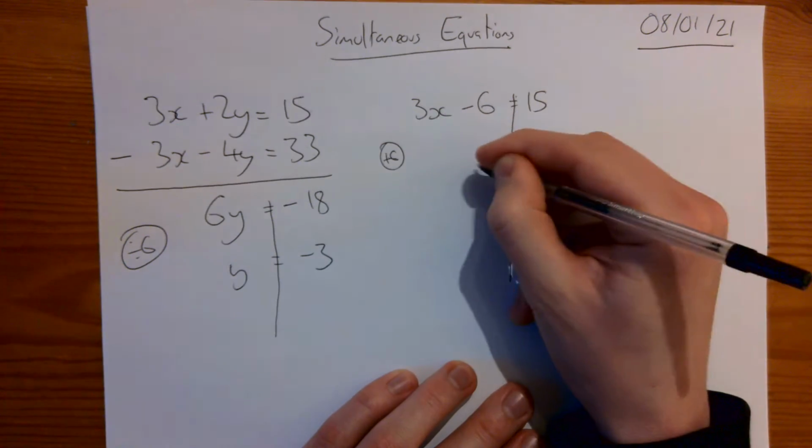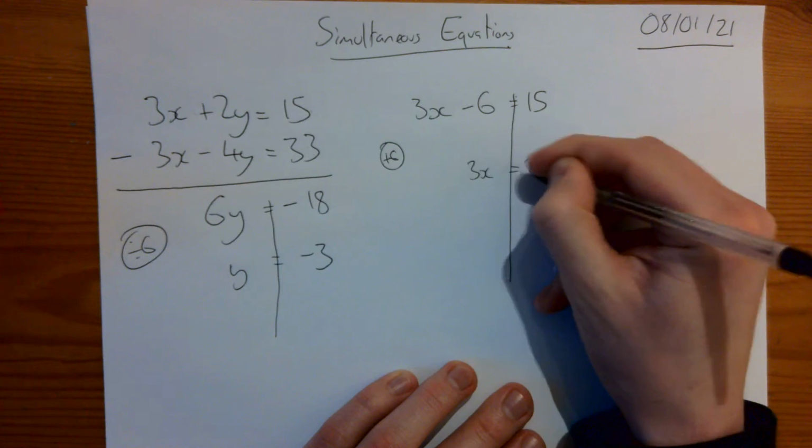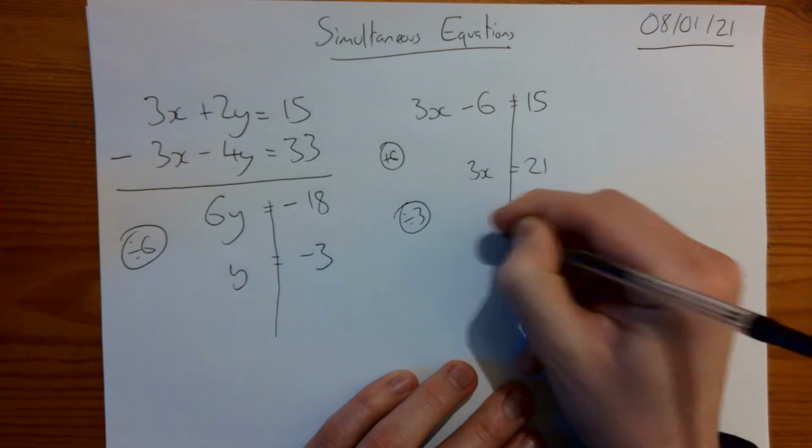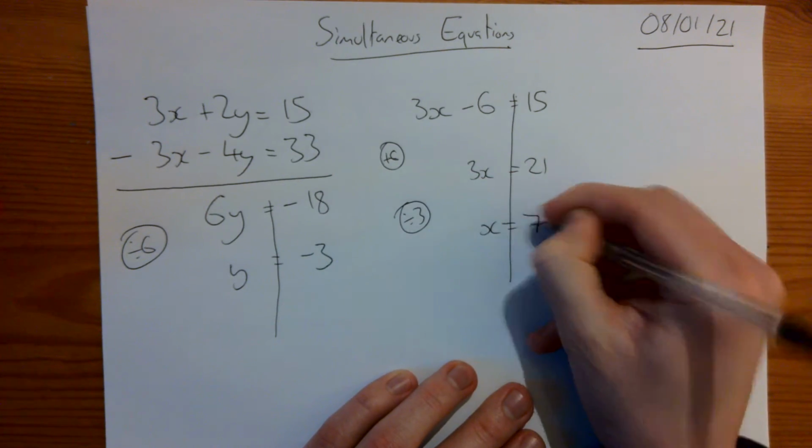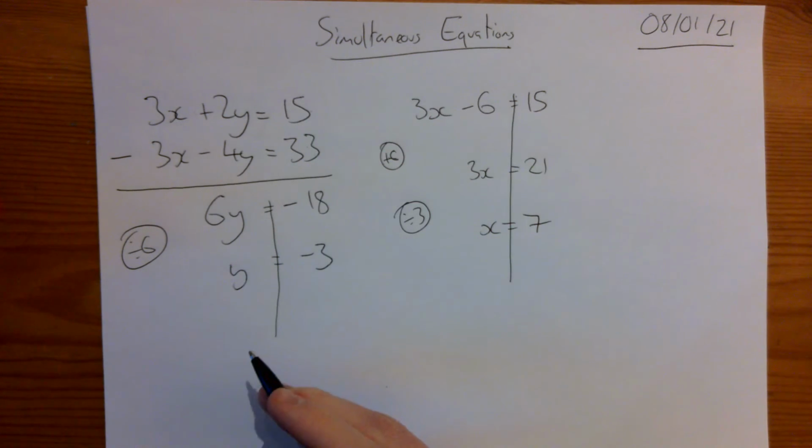Get rid of the minus 6 and divide by 3 to find that x equals 7. And there's my solutions. y equals minus 3 and x equals 7.